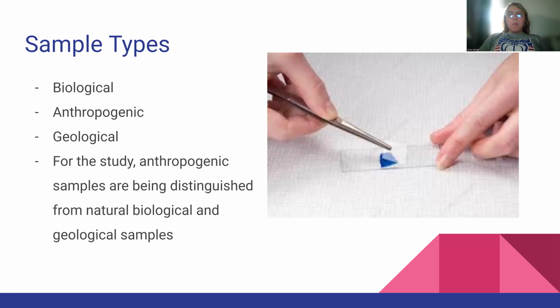Now, what types of samples can be analyzed by SEM EDX? They are typically biological, anthropogenic, or geological. Biological consists of plant matter, cells, things that are naturally occurring. Anthropogenic in the forensic world can classify as things such as drugs, paint samples, and gunshot residue. With geological, it's your minerals and your soil samples. For the study that we're about to go into, anthropogenic samples are being distinguished from natural biological and geological samples.